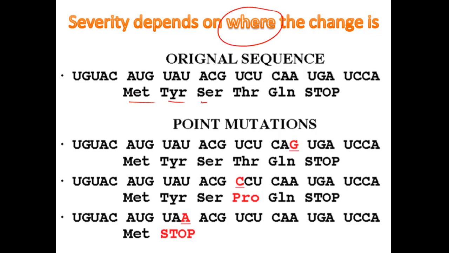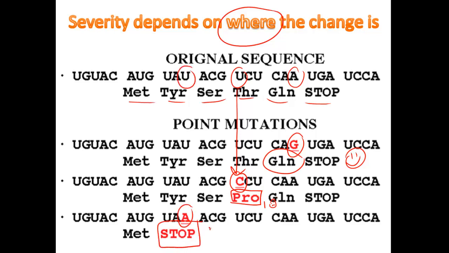Let's use this as an example. If your original sequence is like this, and that A is changed to a G, you still have GLN for your amino acid, so that's good news. Even though there was a mutation, you get the same amino acid. And if you change UCU to CCU, you get one different amino acid. So that's not too bad, and depending again on that R group. If you change UAU to a UAA, no protein will be made after that mutation.